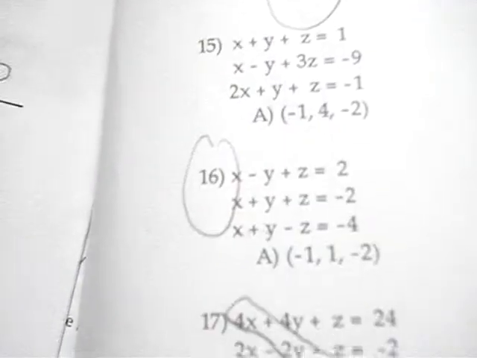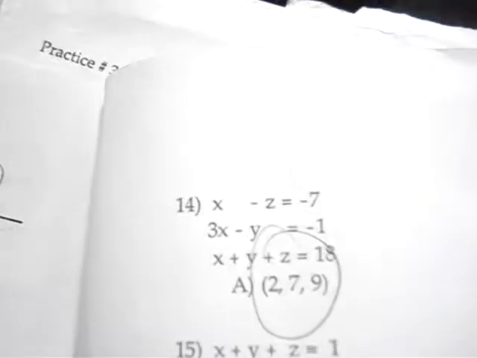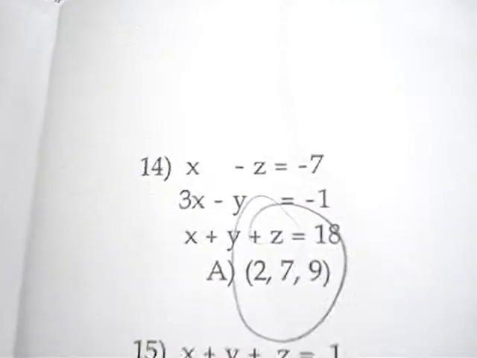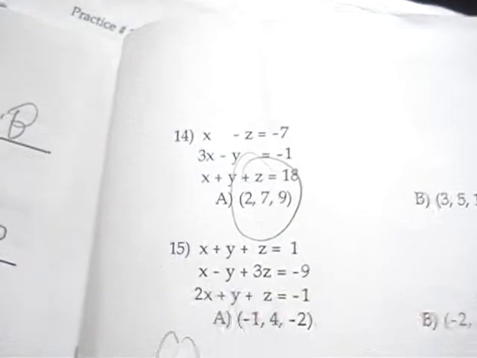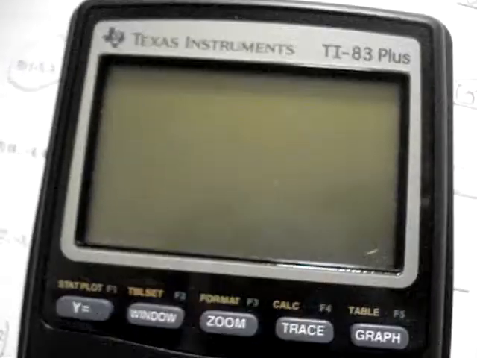So I'm going to show you how to plug in one of these. Let's try this one. The answer I came up with is 2, 7, and 9. These were the other possible choices, kind of blurry there. But I got 2, 7, 9, and I'm going to show you how to plug that in. So here is the TI-83.